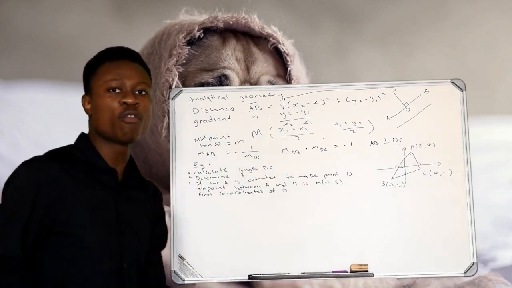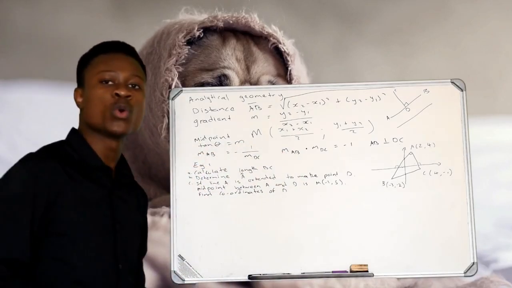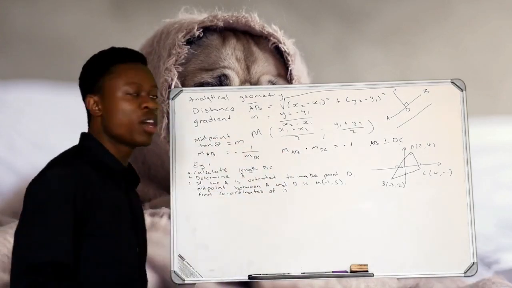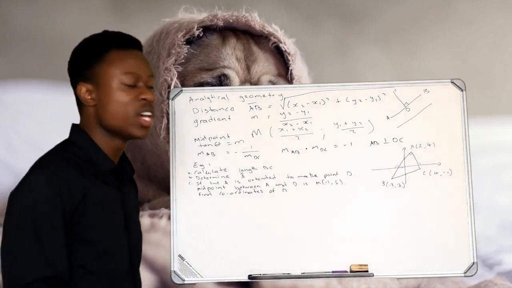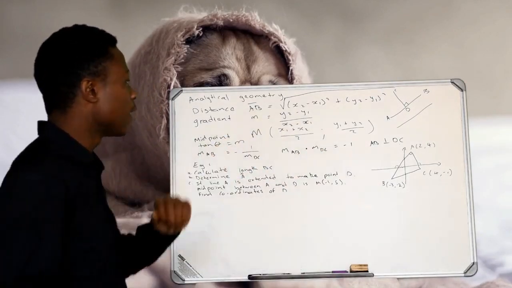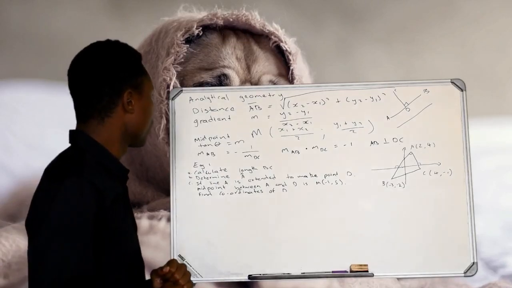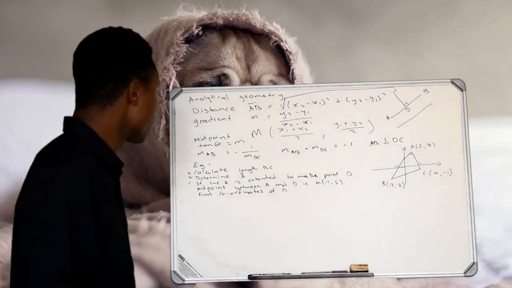Another formula that you should not forget is tan theta is equal to m. Tan theta is equal to m is what allows you to look for angles in the shapes in analytical geometry, right?